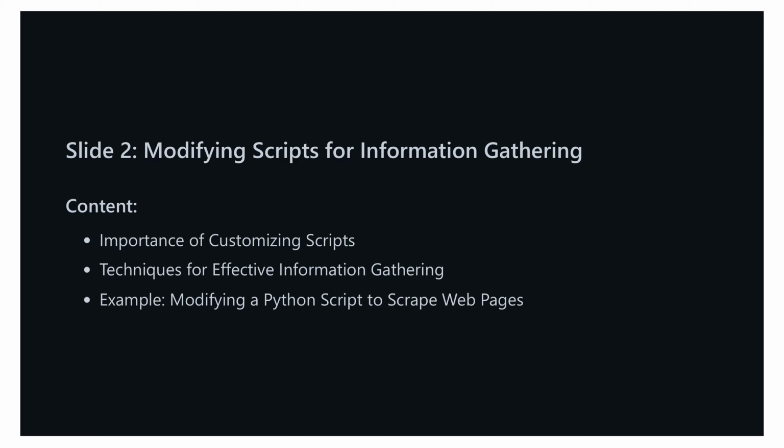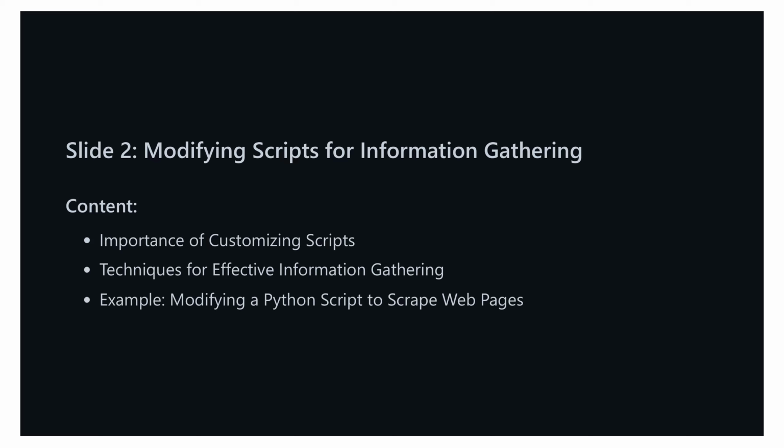Next, we'll cover some effective techniques for information gathering. These might include adjusting the script to focus on certain data points, integrating error handling mechanisms, or optimizing performance to handle larger data sets efficiently. For instance, let's look at an example involving a Python script to scrape web pages. Modifying a basic web scraping script allows you to selectively collect information pertinent to your reconnaissance goals. This could involve refining the script to target specific HTML elements or URLs, thereby narrowing down the vast amount of data on a web page to just the actionable insights.